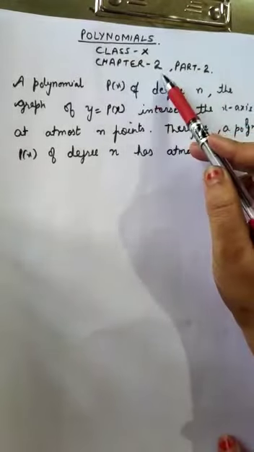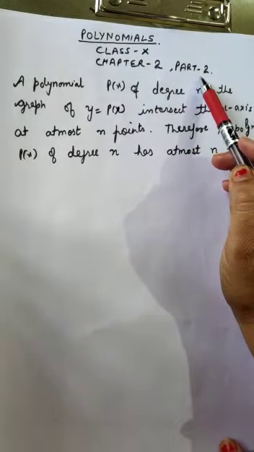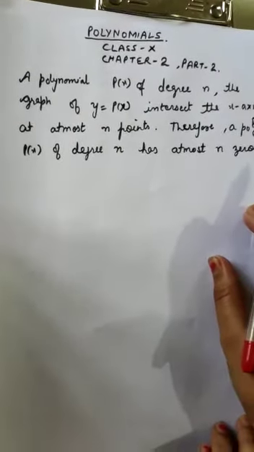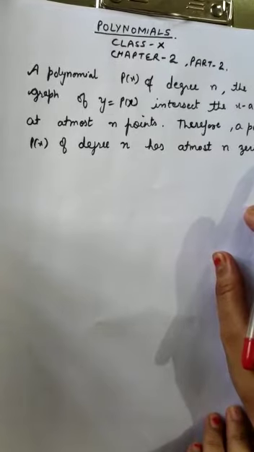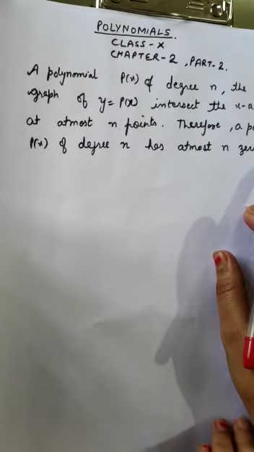Welcome to class 10 polynomials, chapter number 2, and this is the second part of this chapter. In our first part, we discussed polynomials, the introduction of polynomials, types of polynomials and degree of polynomials. Today we learn how we can find the number of zeros of a given polynomial graphically.